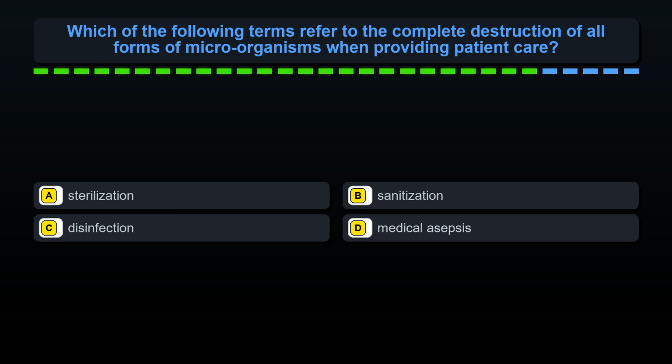Question 9. Which of the following terms refers to the complete destruction of all forms of microorganisms when providing patient care? Option A. Sterilization. Option B. Sanitization. Option C. Disinfection. Option D. Medical asepsis.